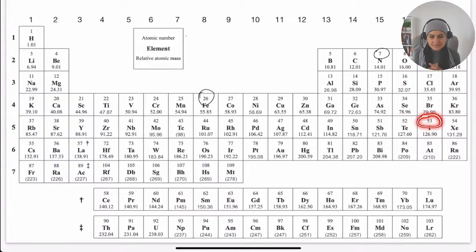I think I've never seen anything above 53. You never know, but hopefully they would not change the tradition.